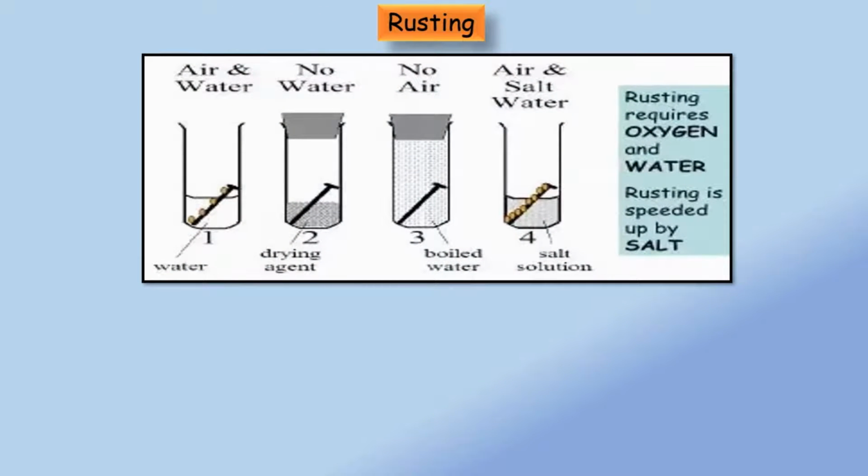Let us discuss rusting process in detail. For this, let us do one activity. Place 4 test tubes on a test tube stand. Take some water in the first test tube. Let there be only air in the second test tube. There is no water, only air in the second test tube. Take some boiled water in the third test tube, and in the fourth test tube take some salt water.